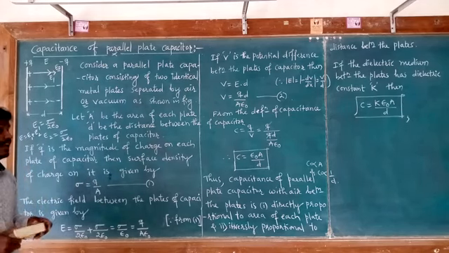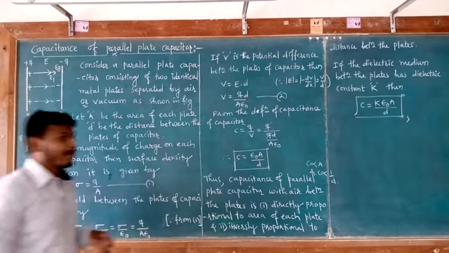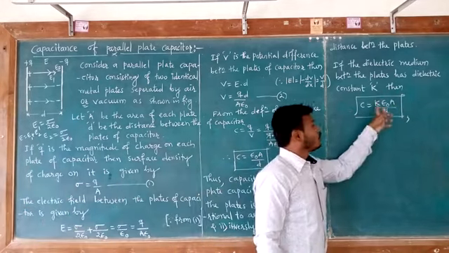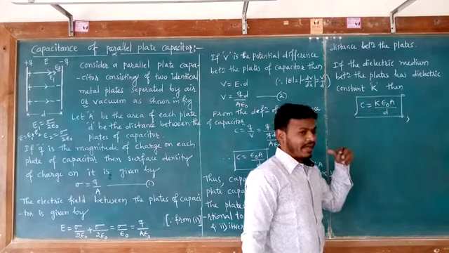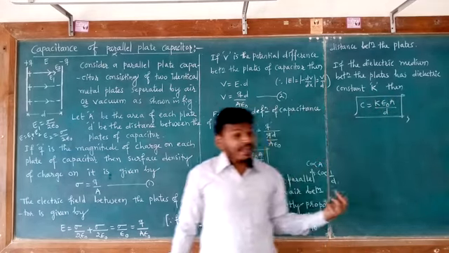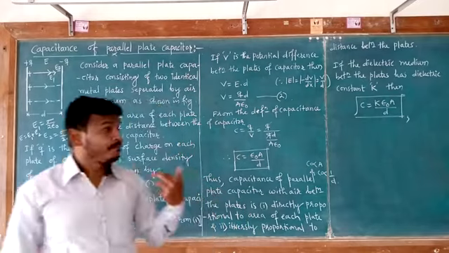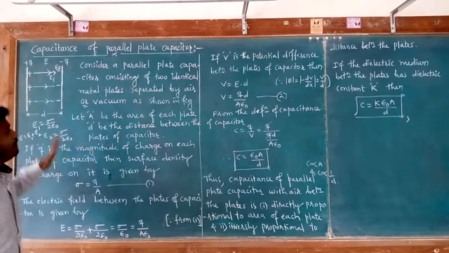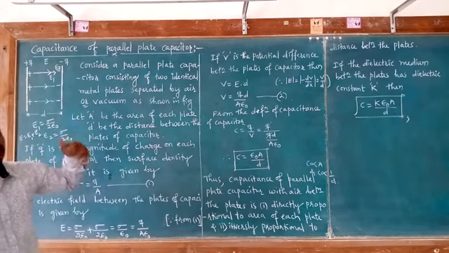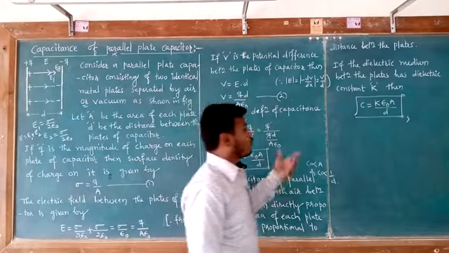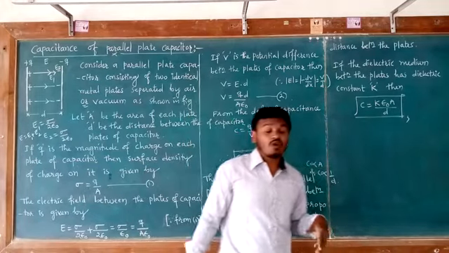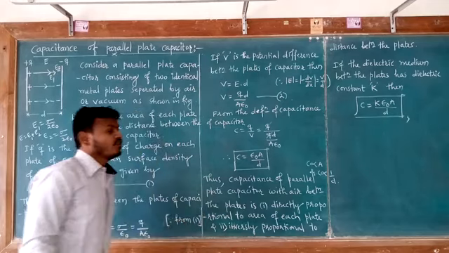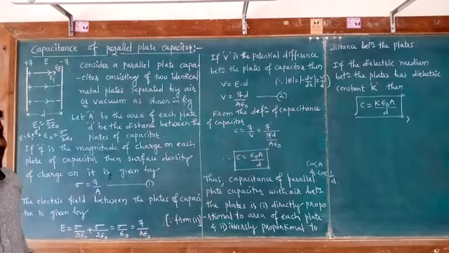constant K, then the capacitance of a parallel plate capacitor is given by C is equal to K epsilon naught A divided by D. I repeat, if K is the dielectric constant of a dielectric medium between the plates of the capacitor, then the capacitance of a parallel plate capacitor we can write as C is equal to K epsilon naught A divided by D. This is what the term is about: capacitance of a parallel plate capacitor.